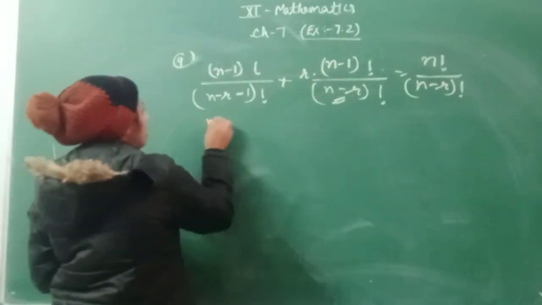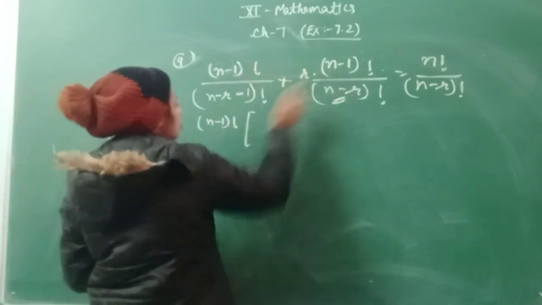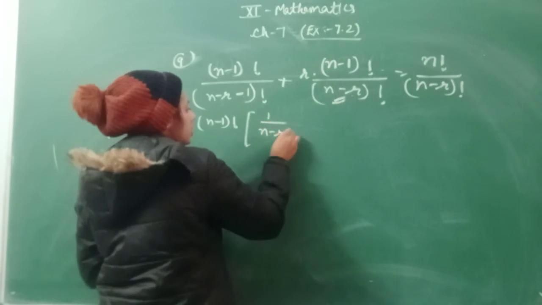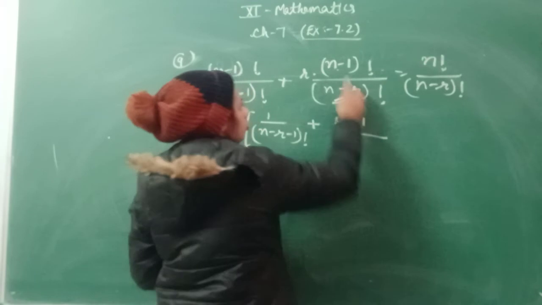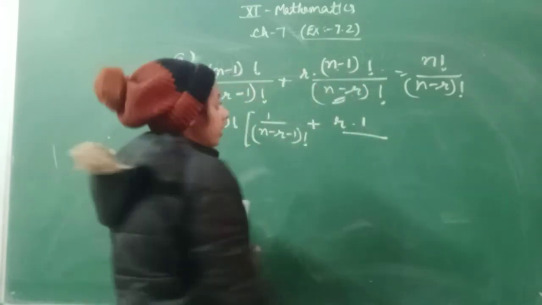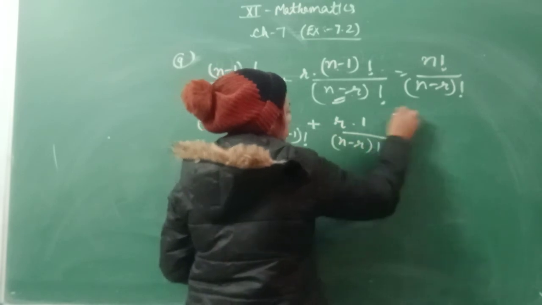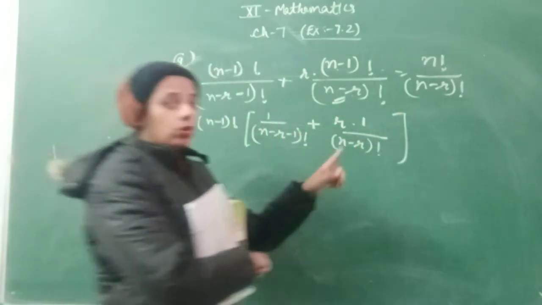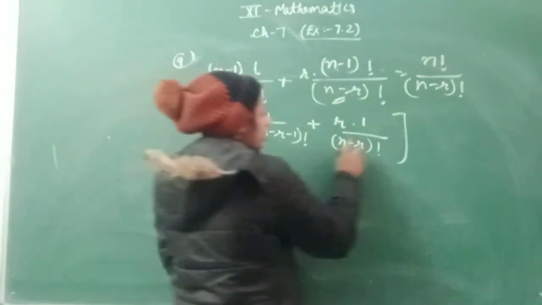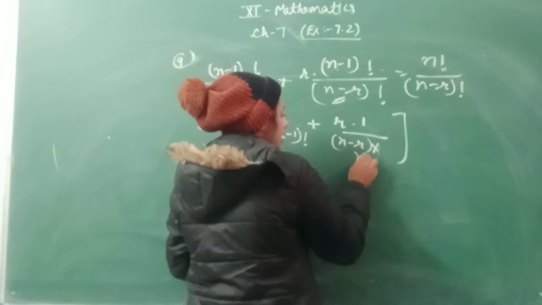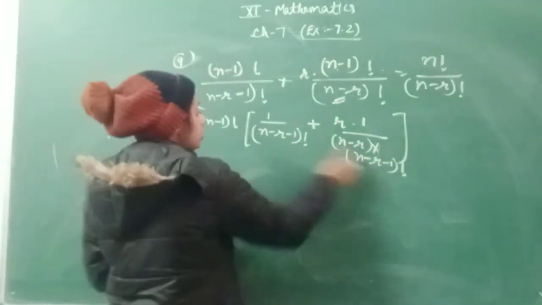So firstly I will take common n minus 1 factorial from these two terms. So I have here n minus r minus 1 factorial, plus r. 1 is there because I have taken that term common. Then n minus r factorial in the denominator. Now I am going to sort out this factorial because this is greater than this one. So I will write this term and then multiply by n minus r minus 1 factorial. Okay, so now it has become the same.